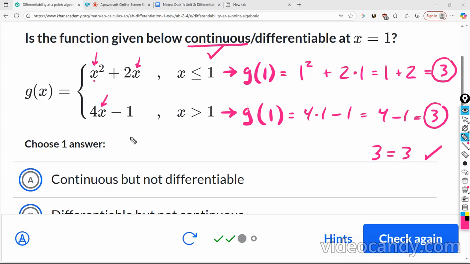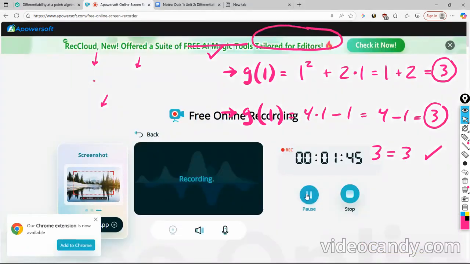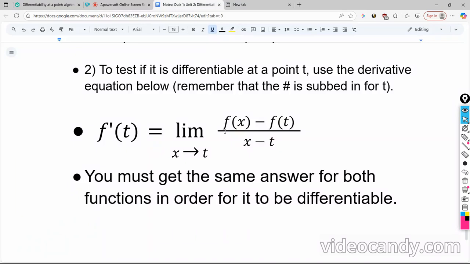So we got that out of the way. Now we have to move on to step 2 and see if it's differentiable. If this failed, then we could skip step 2. But since it passed, we have to move on and see if it's differentiable. We're going to be using this equation on both functions, and we're going to have to plug in that value for t.